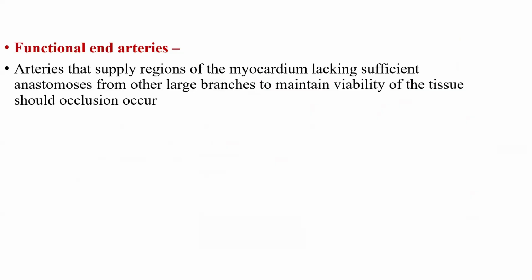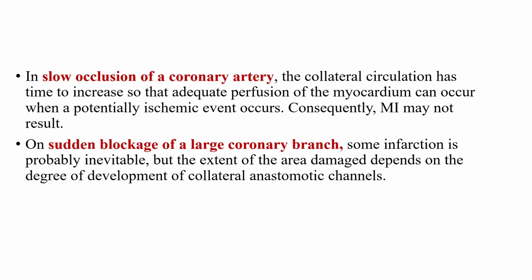So functionally end arteries, we know coronary arteries are functionally end arteries. If there is sudden blockade of a coronary artery, anastomosis would not work between the coronary arteries, as there is no collateral circulation developed. So there is inadequate perfusion of the myocardium, leading to ischemia and then infarction, resulting in myocardial infarction, which is commonly known as heart attack. On sudden blockade of a large coronary branch, some infarction is probably inevitable, but the extent of area damaged depends upon the degree of development of collateral anastomotic channels.